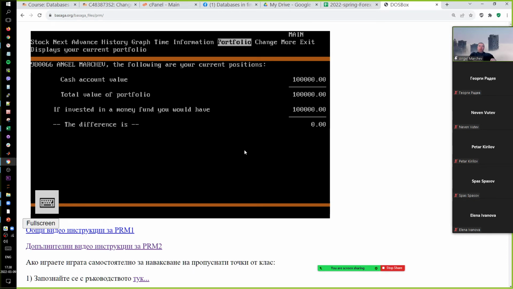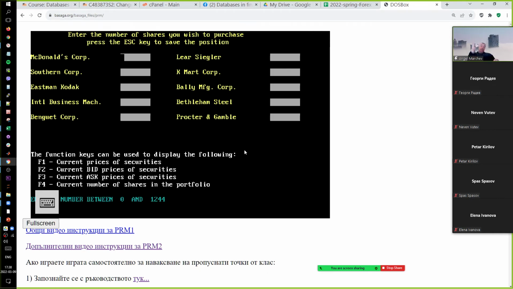Okay, and what we can do here: exit, don't exit because you are going to exit the game. More, some other settings, don't go there, but change is where you do your transactions. And here is how it goes. I'm going to click on change and click enter. And here you can see the 10 shares. Actually, this is the screen by which you are communicating with your broker.